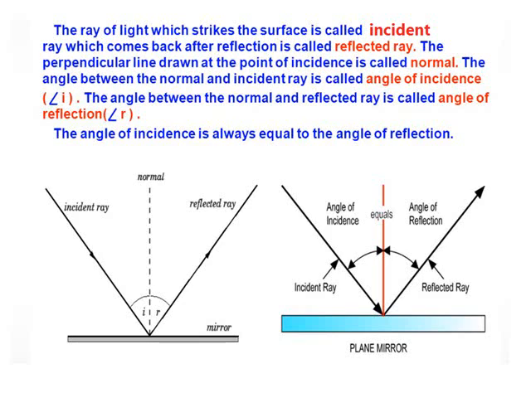So when there is a regular reflection, the angle formed between these two, that is angle I and angle R, both of them will be equal. The angle of incidence is always equal to the angle of reflection.